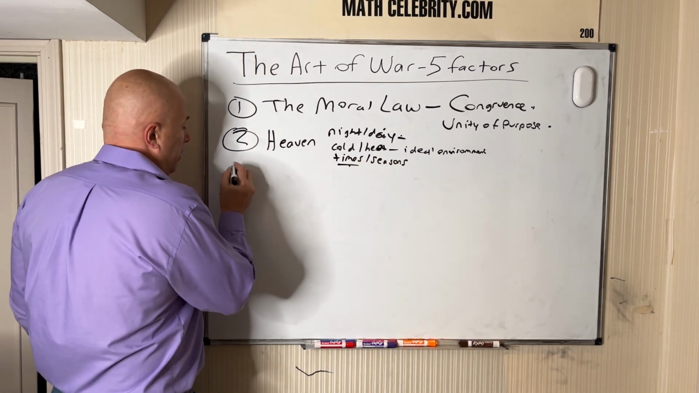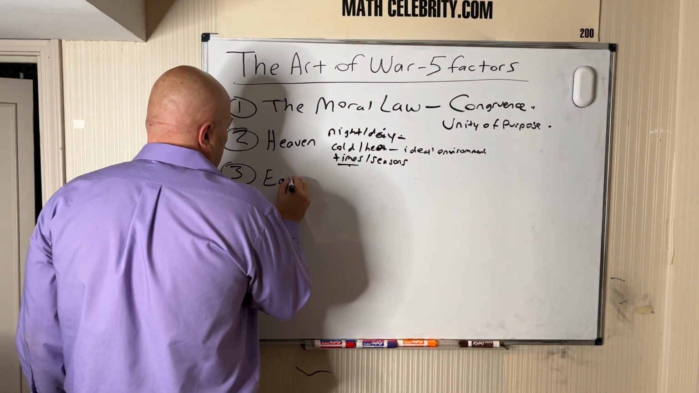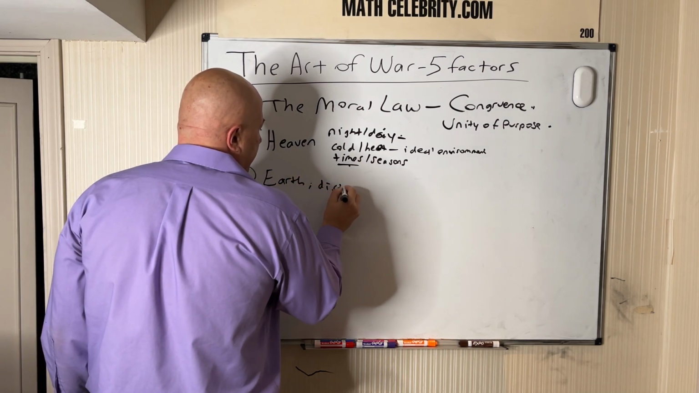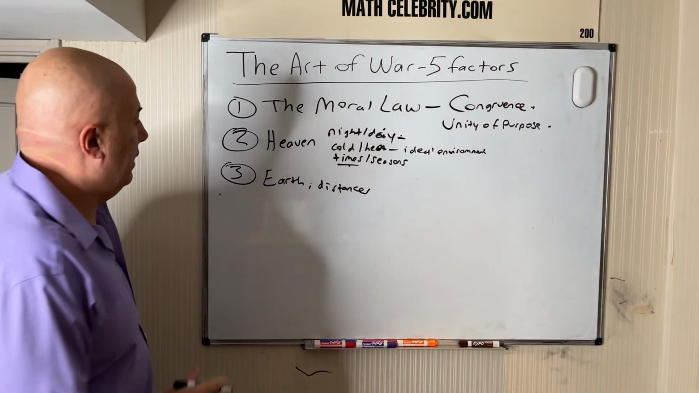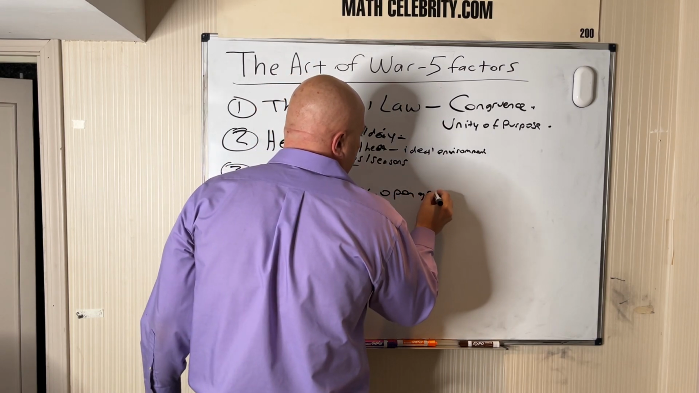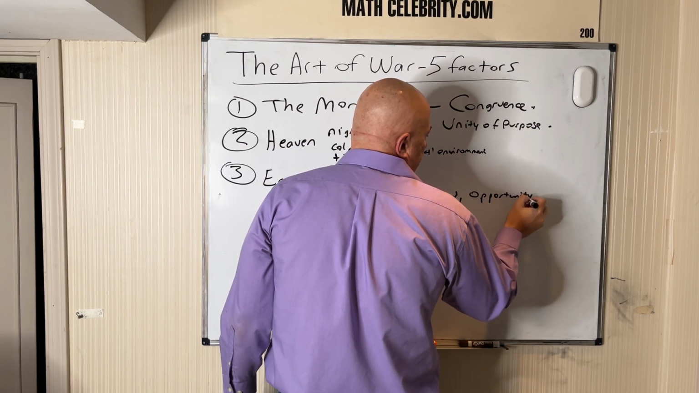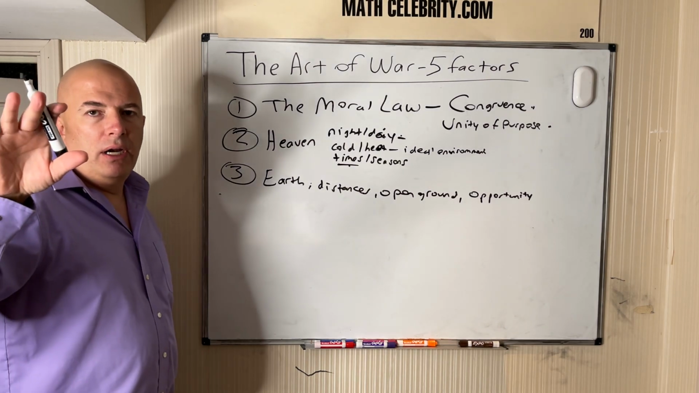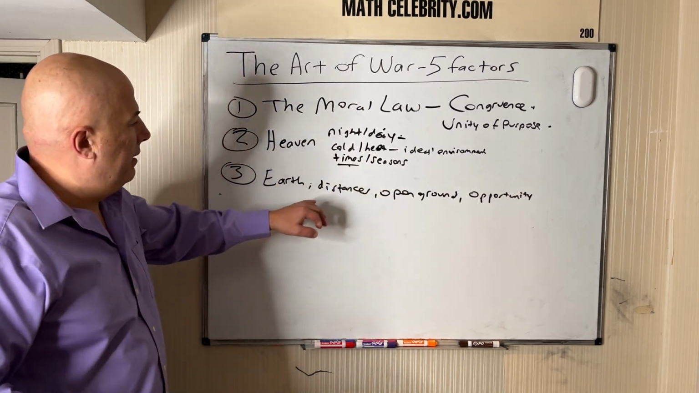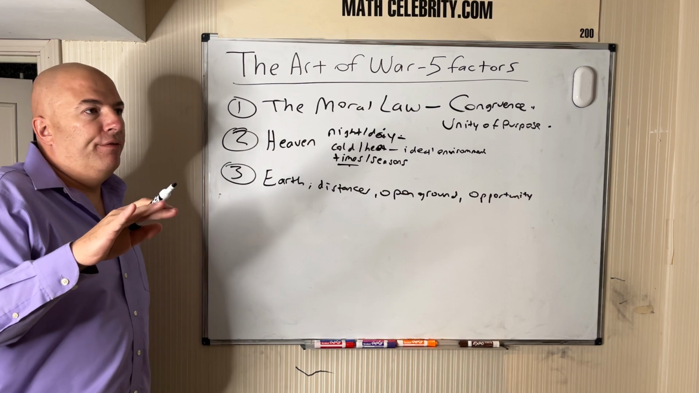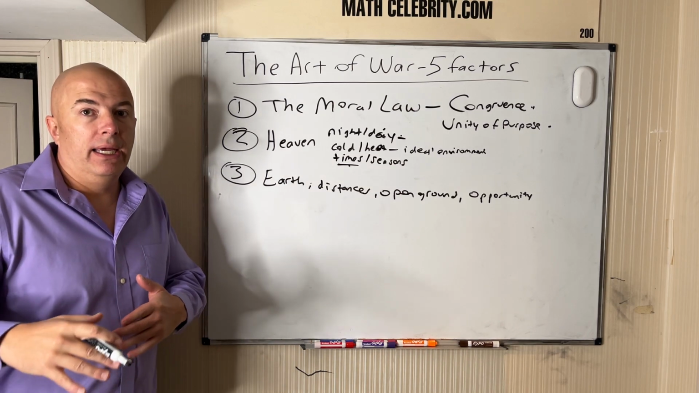That's number 2. Number 3 in the 5 factors is Earth. And this is comprised of distances, open ground, and opportunity. Now, since the book is about armed warfare, but we're talking about math, how do we square that circle? First is distances. Figure out a way to cut down the amount of time and distance between you and learning for math.